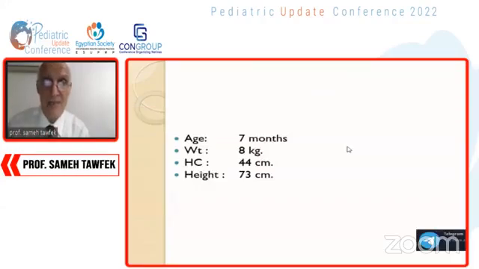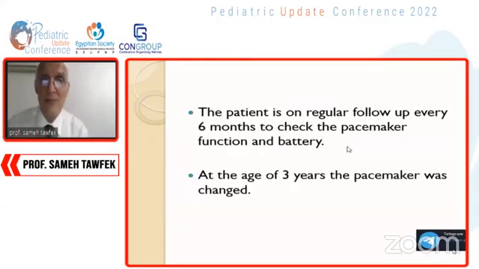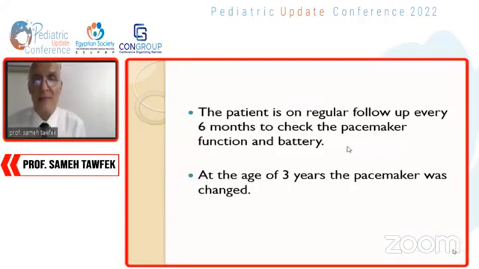At the age of 7 months, weight was 8, head circumference was 44, and height was 73 centimeters. It was doing fine developmentally, either motor or social. The patient was on regular follow-up every 6 months to check for the pacemaker functioning and the battery. At the age of 3 years, the pacemaker was changed because the battery was out of charge.